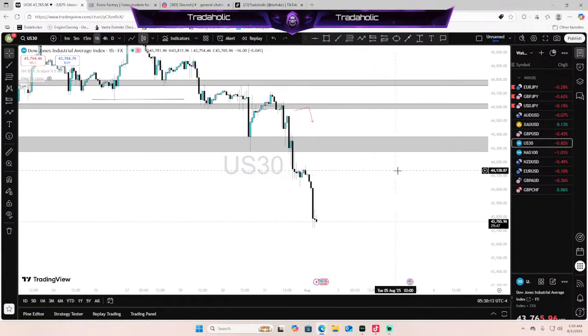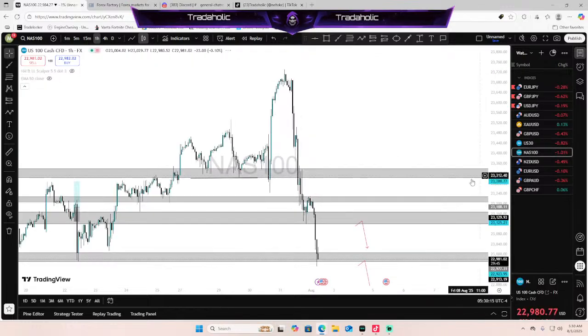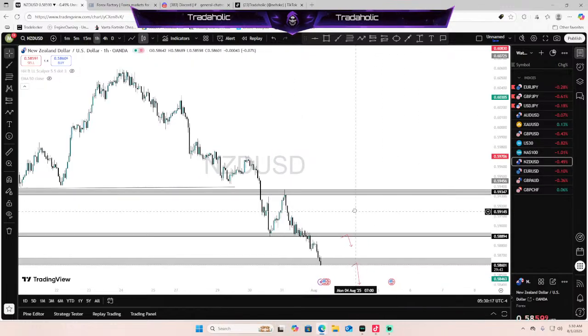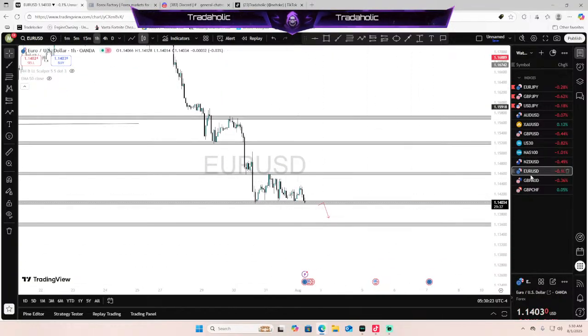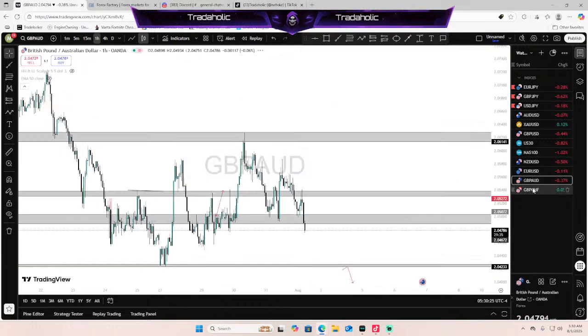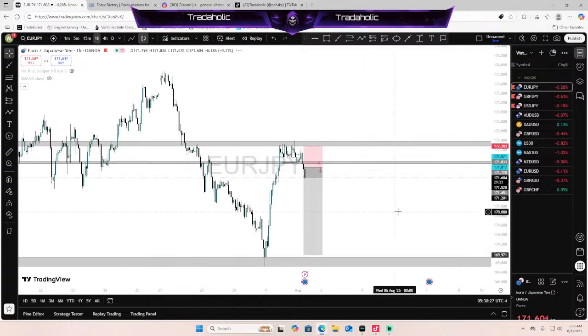Looking at US 30. Oh wait, not looking at US 30. Not looking at the NAS 100 either. NZD-USD never gave a pullback, so this may be the next ideal on NZD-USD. Euro USD is still consolidating, and I didn't want to trade these at all. So today was pretty slow.